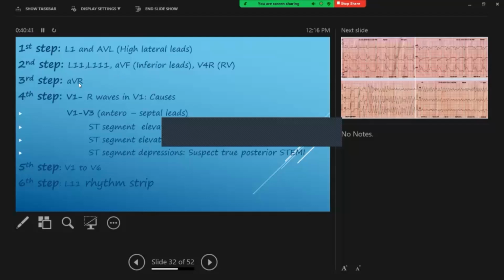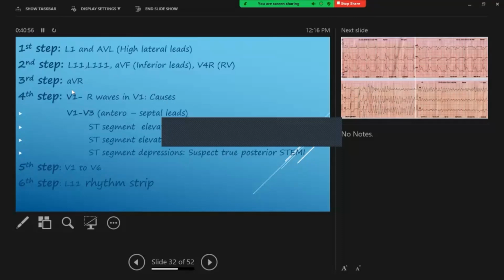Third step, analyze lead aVR. If there is ST segment elevation, you have to suspect left main coronary artery occlusion. Then the fourth step, analyze lead V1 to V3.